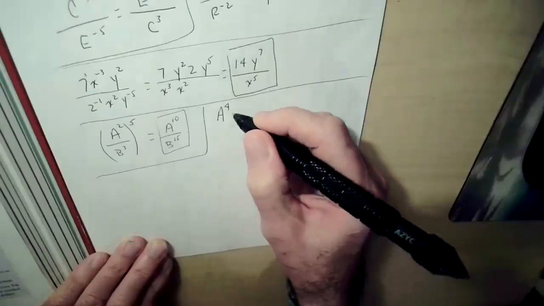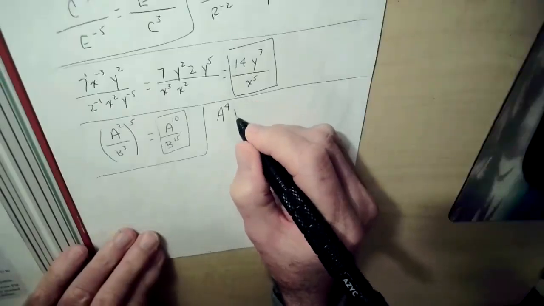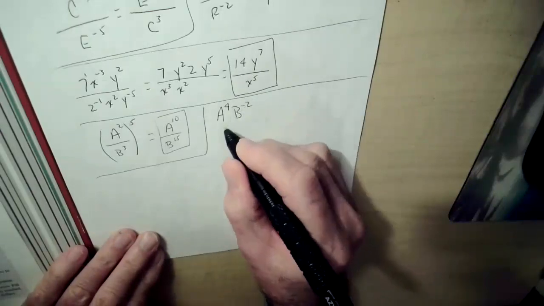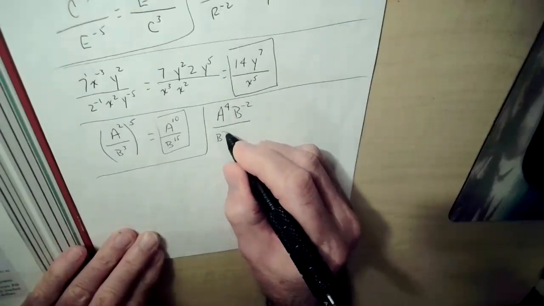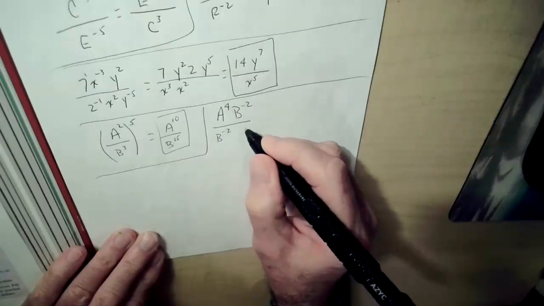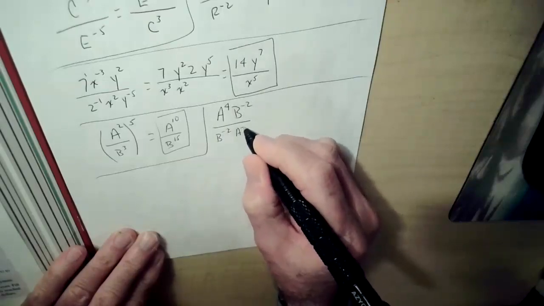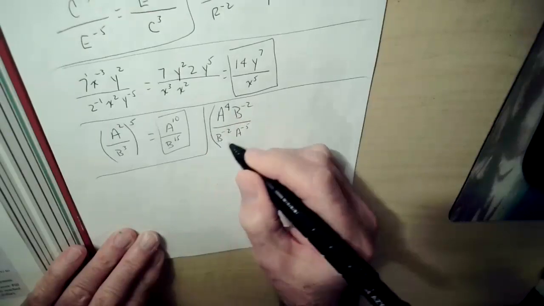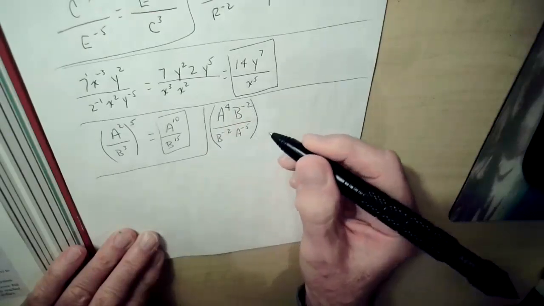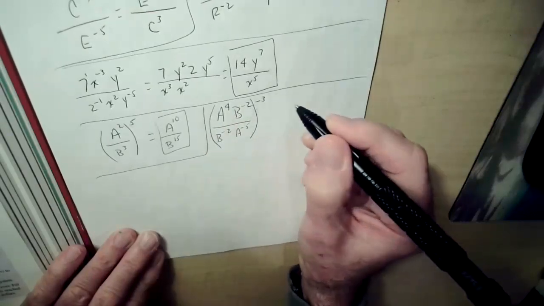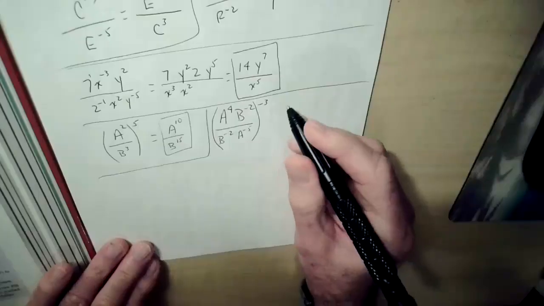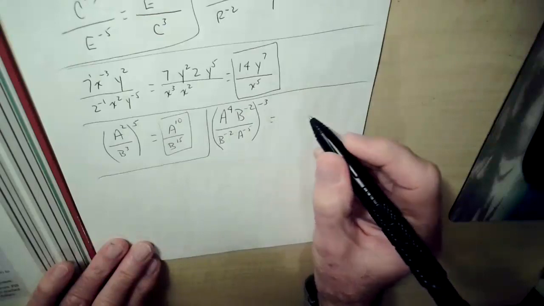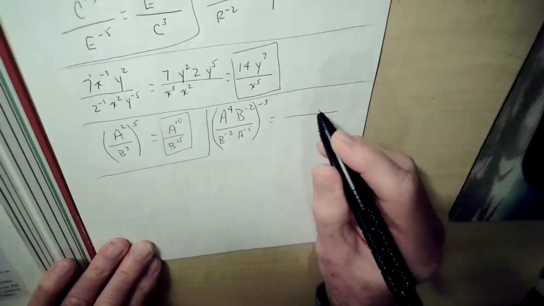We have a to the 4th, b to the minus 2 over a to the minus 5, all raised to the negative 3, negative third power. Right? Again, take them one at a time.